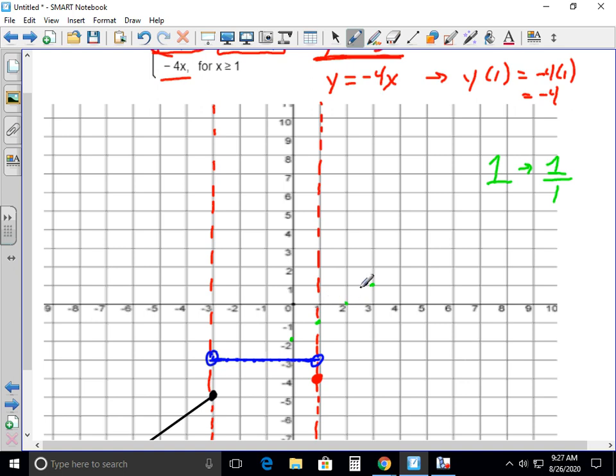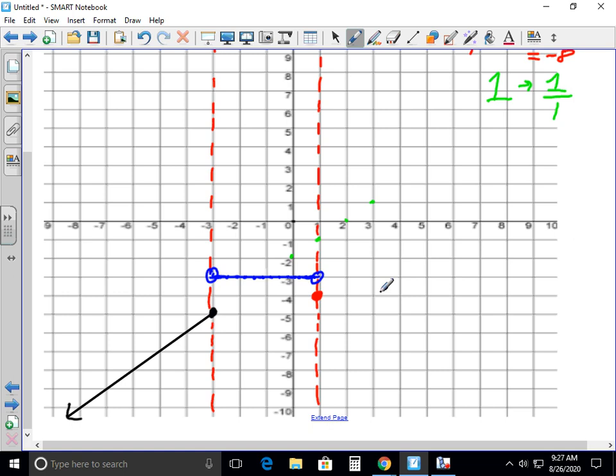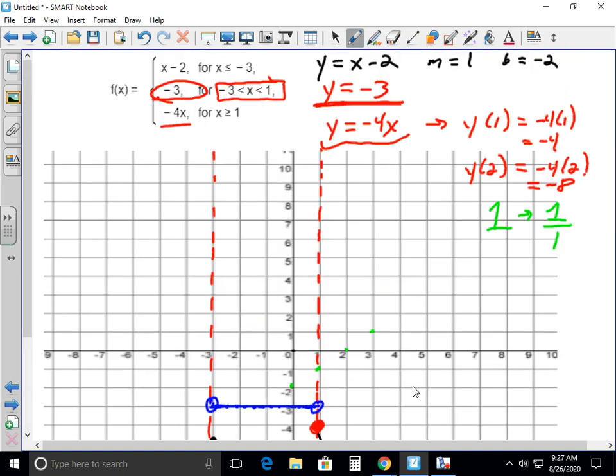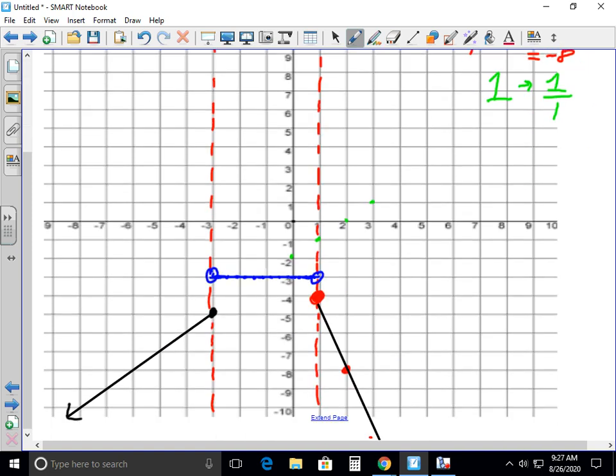Let's put in another test point. Let's try 2. So when x is 2, what is our y? So when x is 2, we're using that formula. -4 times 2 is -8. So when x is 2, we're down here. It's a straight line, so we can draw a line through those. We already said that we include this point because for the third interval, 1 is included. And then we put an arrow there to show that it keeps on going.